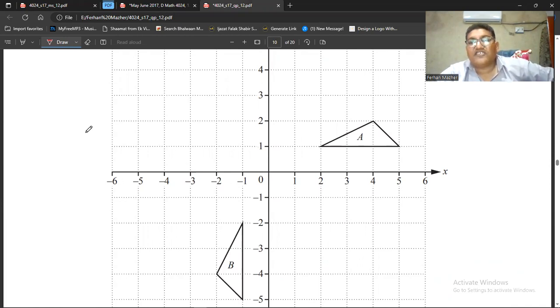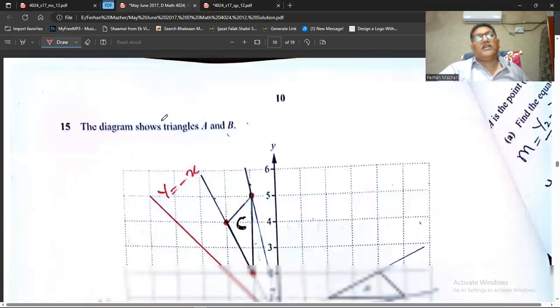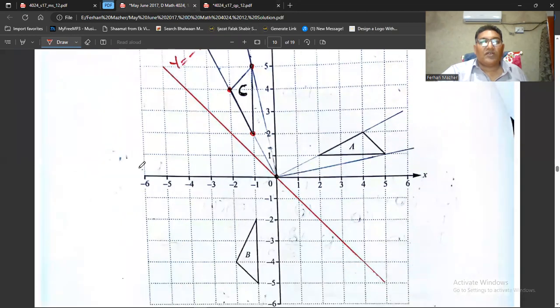This is 100% reflection. So how do you find the line of reflection? You join the same points, for example this point and this point, draw a line here and then draw its perpendicular bisector. That perpendicular bisector will show you the line of reflection. So here, I have drawn that.